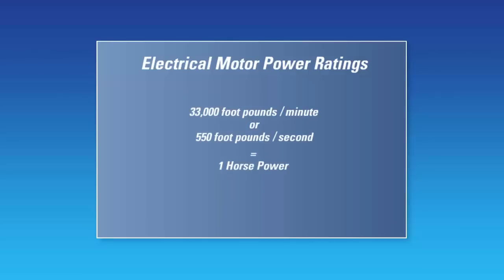Horsepower has remained as a standard unit of power rating for electrical motors in North America, while in Europe, the kilowatt has become the standard. 1 horsepower is equal to 746 watts, or 0.746 kilowatts. To convert a motor's kilowatt rating to horsepower, one can simply multiply the kilowatt rating by 1.341.